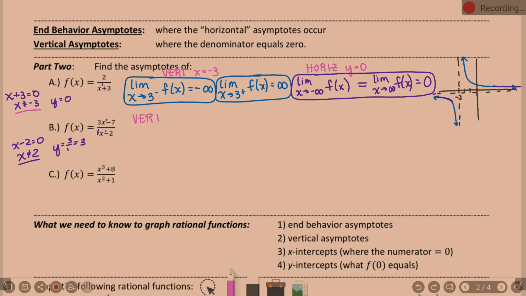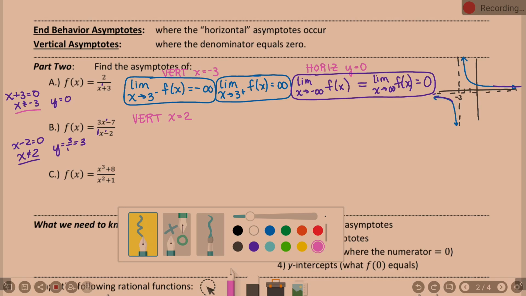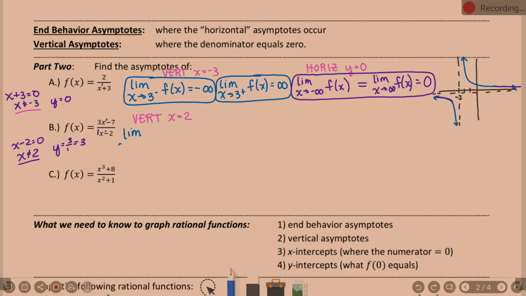My vertical asymptote was x equals 2. Now, I only have one vertical asymptote. Here's the deal. For every vertical asymptote, you need to write how many limits? We're going to write 2 limits. Do you guys know what you're writing here? The limit as x approaches 2 from the left. And we're going to write the limit as x approaches 2 from the right.